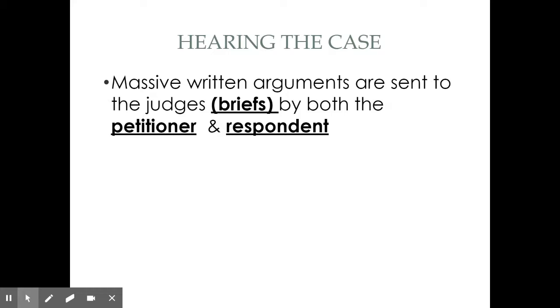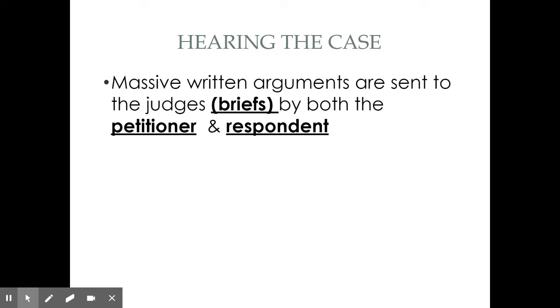Both sides of the argument submit what are called briefs, which are written arguments that support their side in the dispute. They're really misnamed because these are super long, pretty tedious, and very legally based. It's a lot for the justices to read, which is one of the major reasons why the Supreme Court only hears so many cases in a year, which is not many, because of how much reading this requires them to do.